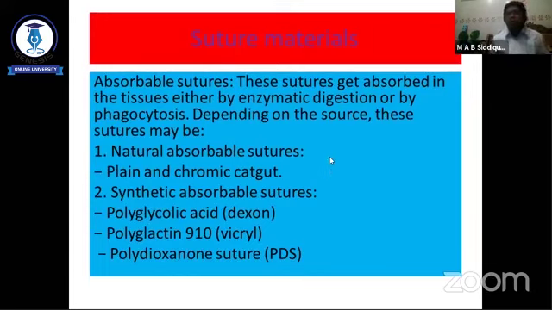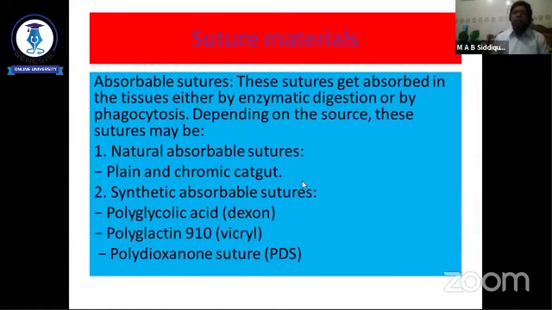So due to shortage of time, I will conclude the session after discussion on the suture material, and our next class will continue with other appliances and other topics. So I will conclude after that suture material.